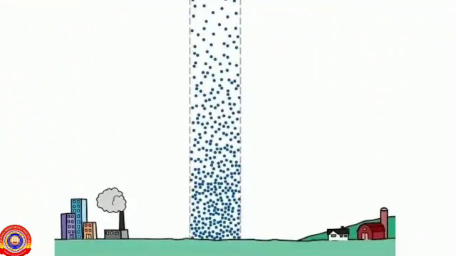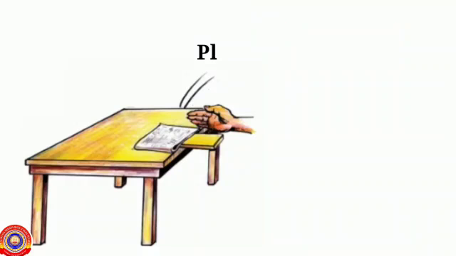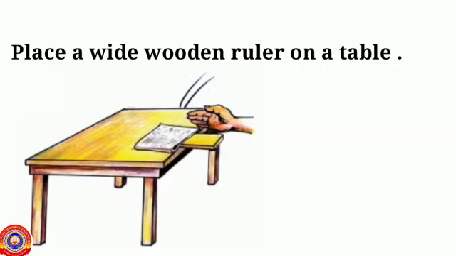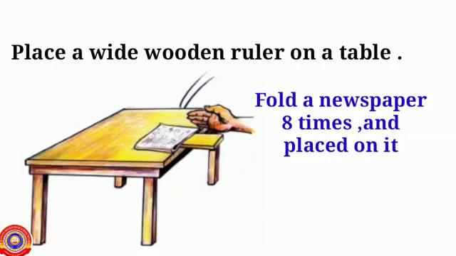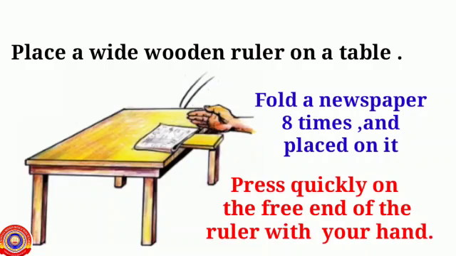You may know certain properties of air. Air is present all around us. Let's do an activity to find the properties of air. Place a wide wooden ruler on a table in which some part of it should be projected out. Fold a newspaper 8 times and place it on it. Then press quickly on the free end of the ruler with your hand.